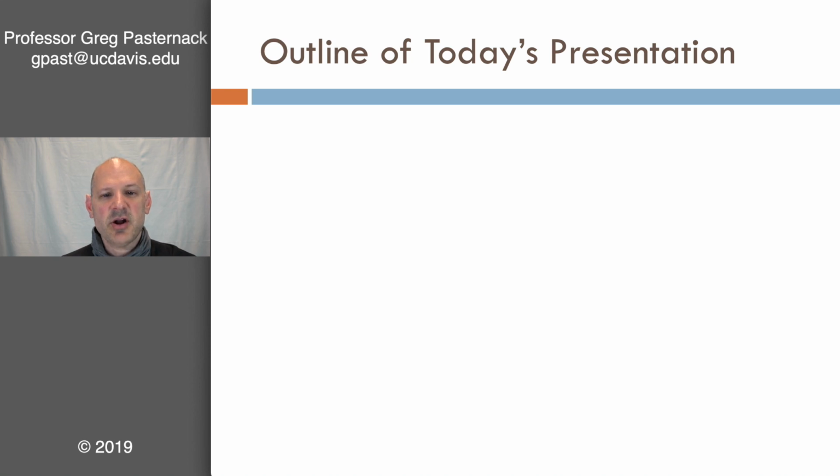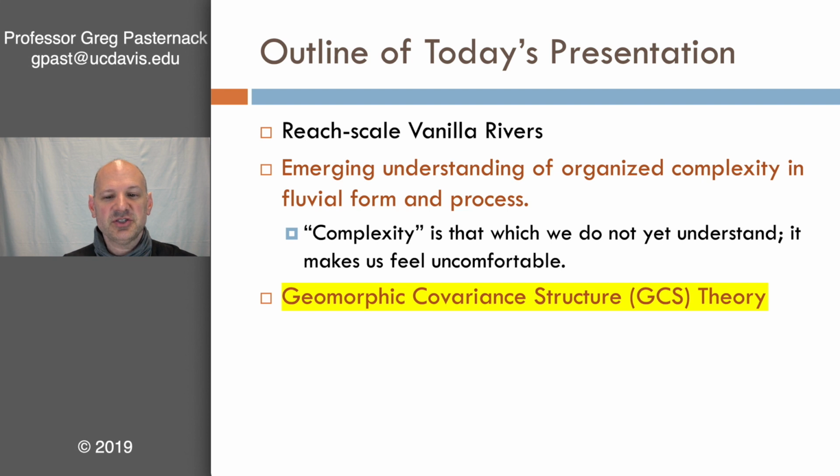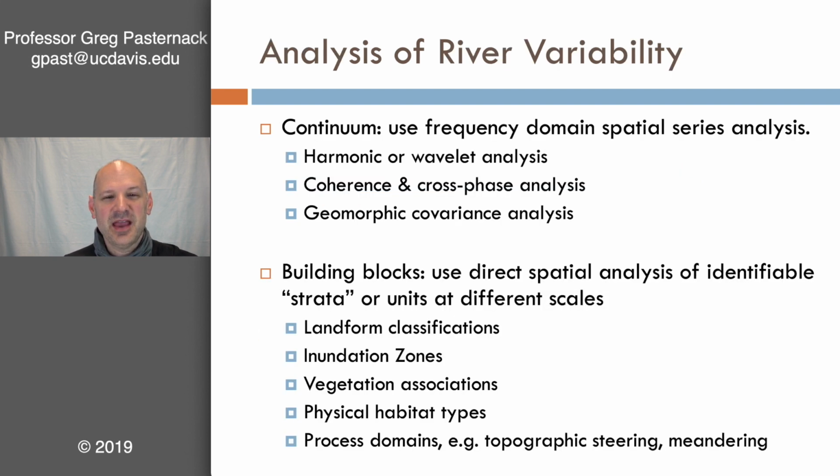Okay, so for the next part of the presentation, we're going to move on to geomorphic covariance structure theory. So we're finally ready. So here we go. In general, if you have topography, you have broadly two frameworks, two ways of thinking about the world within which to analyze river variability.